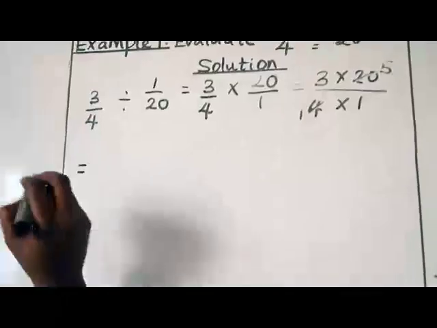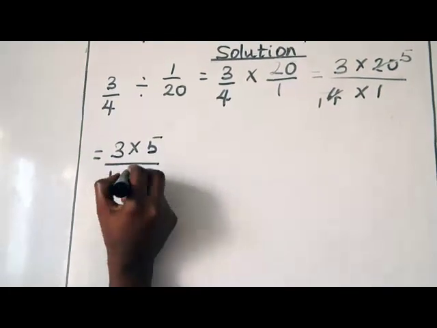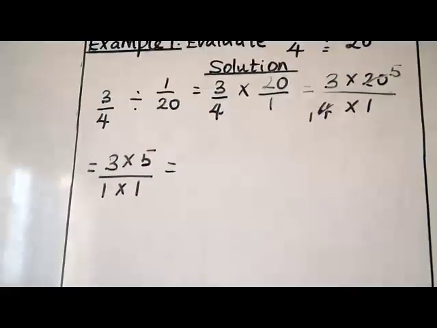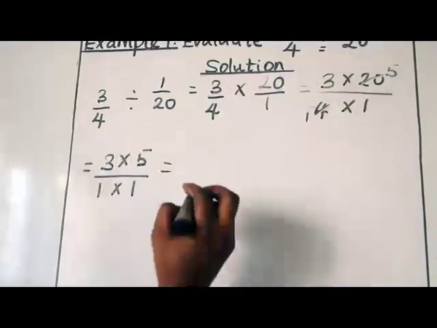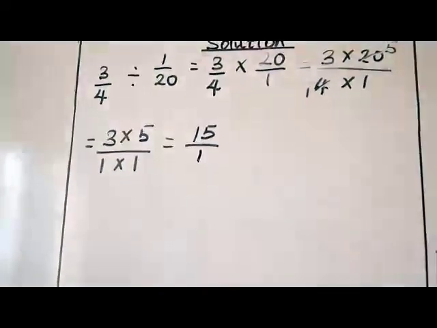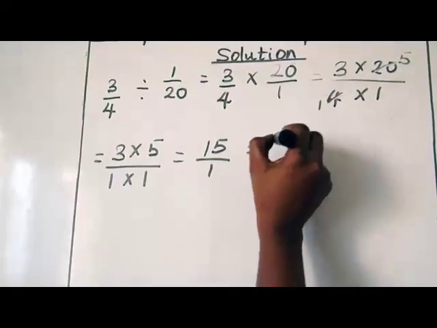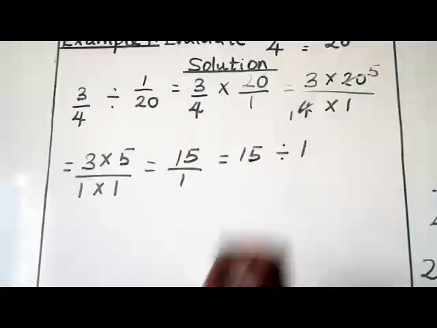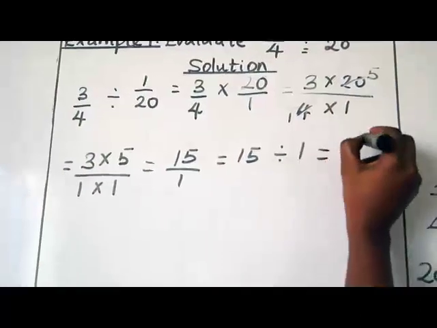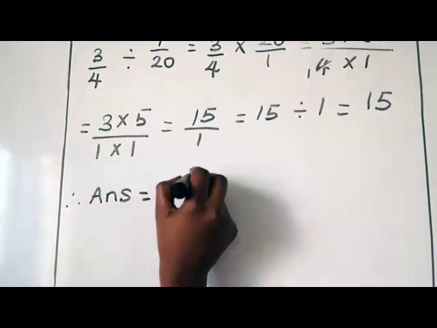Now let's see what I'm left with. I have 3 multiplied by 5 all over 1 multiplied by 1. Can you see that it's simpler now? So all I have to do now is multiply. 3 multiplied by 5 will give me 15. 1 multiplied by 1 will give me 1. And I told you in the last class that when you have a fraction like this, it simply means 15 divided by 1. 15 divided by 1 will give me 15. Alright. Therefore, my final answer equals 15.